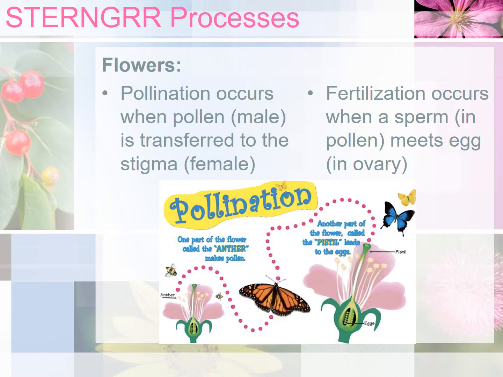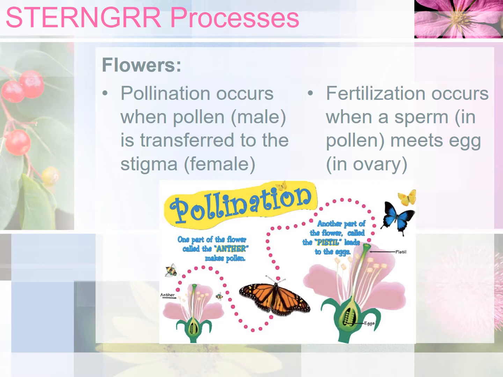So to further go over that, pollination occurs when pollen from the male is transferred to the stigma of the female. And fertilization occurs when the sperm, which is found in the pollen, meets the egg in the ovary. So pollen itself is not the sperm. There are sperm contained within the pollen. For example, when a male human ejaculates, the semen has sperm in it, but it also has many other things. So the pollen is the same. It contains sperm in it, but it also contains many other things.